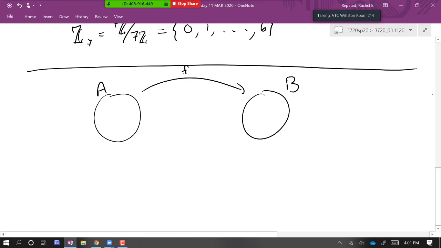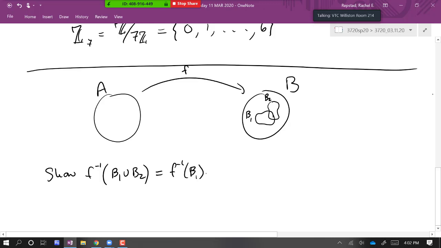And we want to show that B1 and B2 are subsets of B. Maybe they overlap, maybe they don't. I'm going to allow for that possibility. And we're looking at the preimage of the union. So that means the preimage is all the elements in A that map into that union. And we're asked to show that the preimage of B1 union B2 is equal to the preimage of B1 union with the preimage of B2.